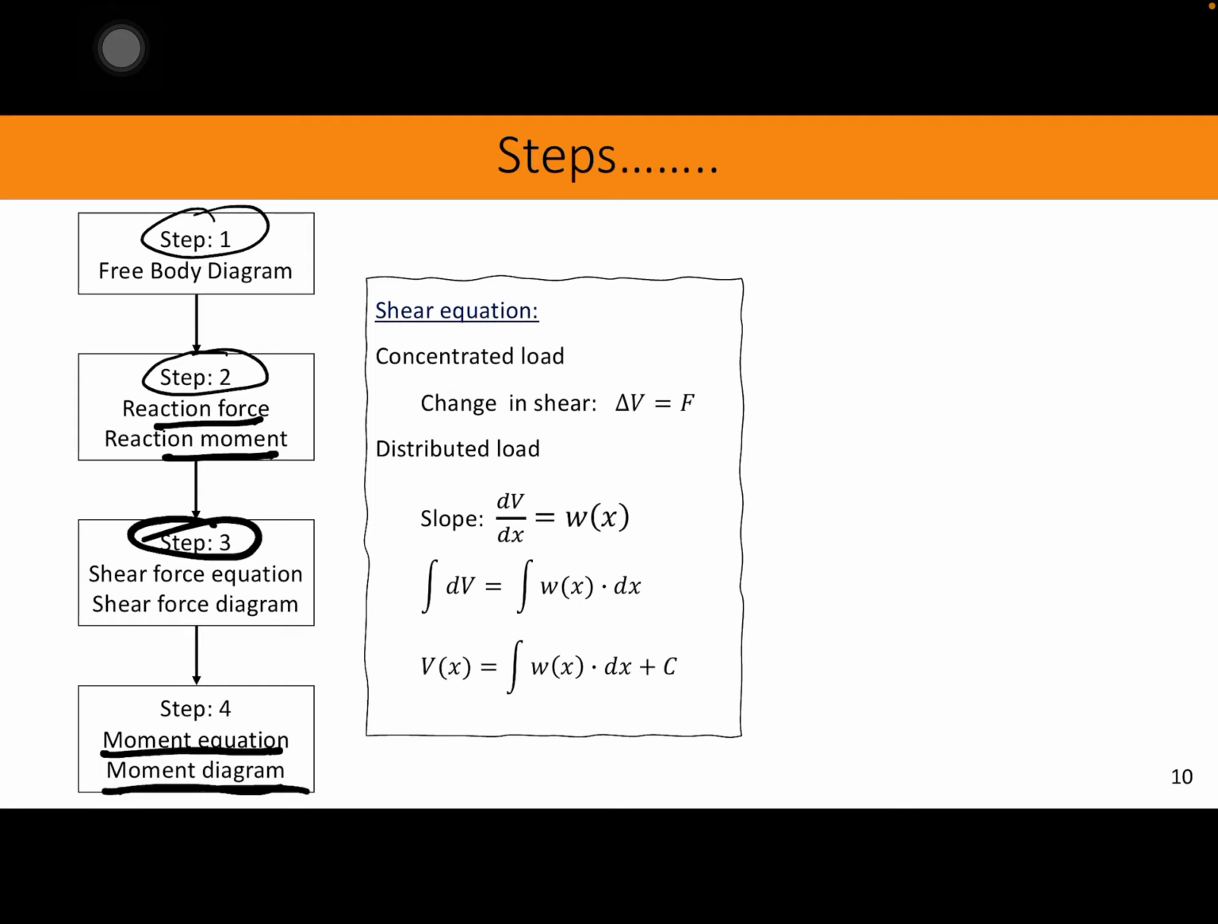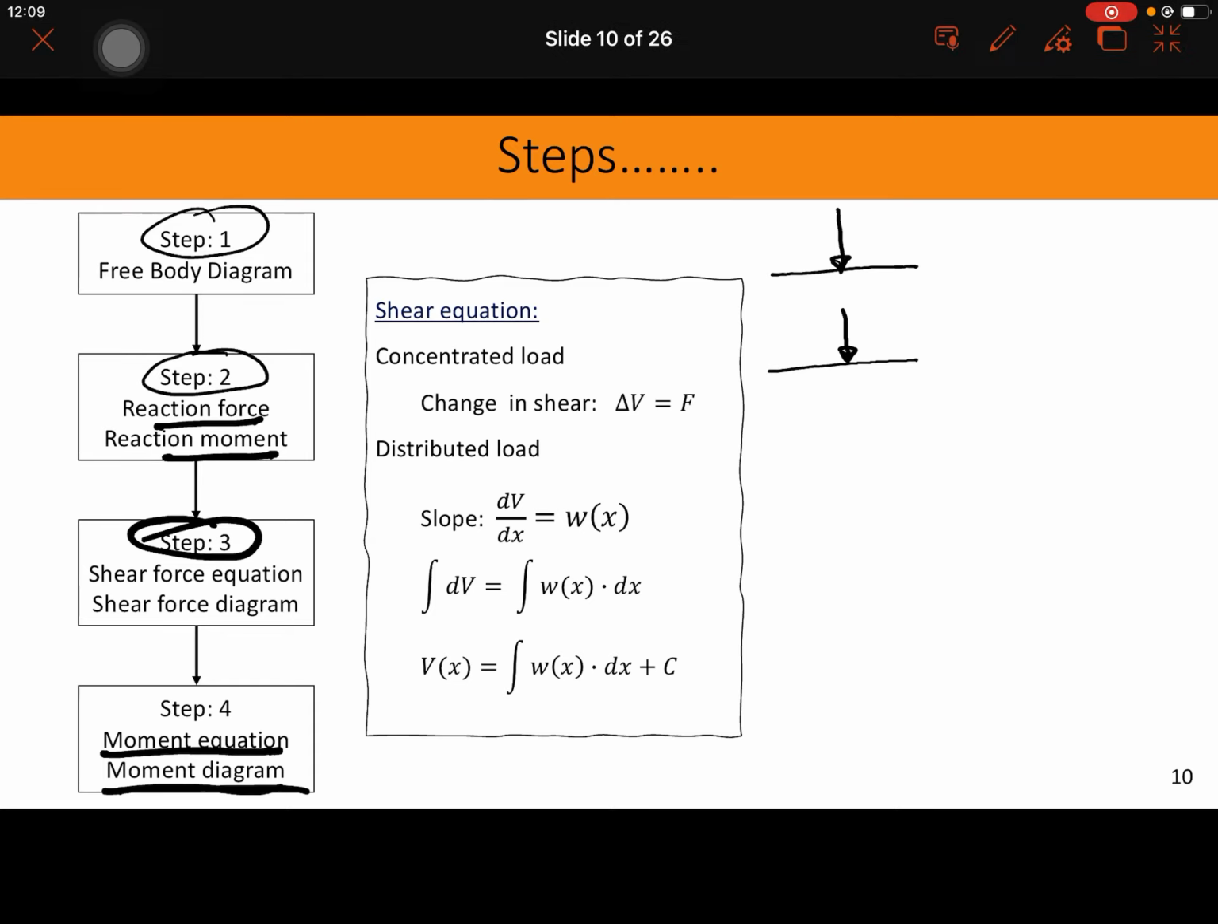So let me draw one thing. Let's say this is a free body diagram and you have only a concentrated load, one single point load, right? So in that case, the next diagram would be your shear force diagram. In that shear force diagram, the change of the shear will be just that force. So that means basically there is no change of the shear. I think I have to write it. Okay, so the change in the shear would be just like a straight line right here.